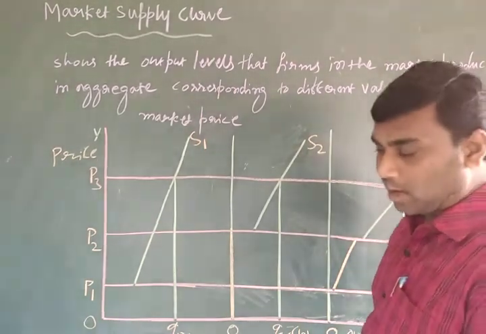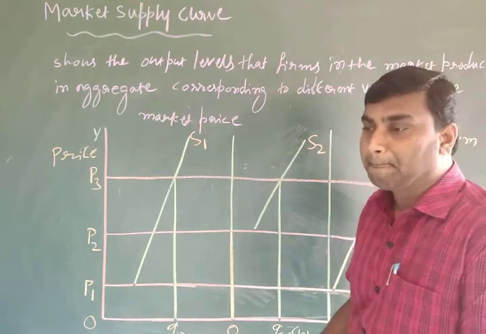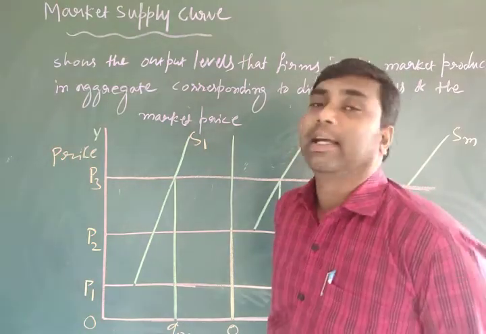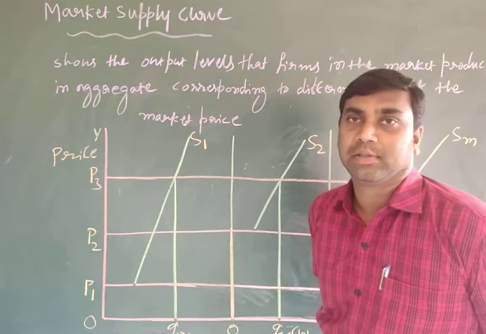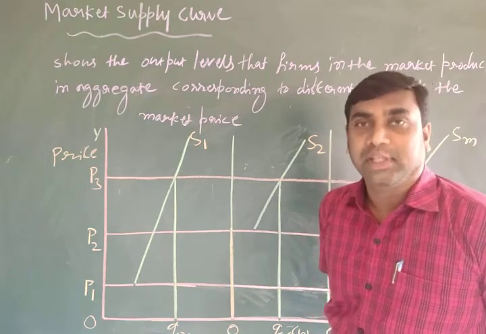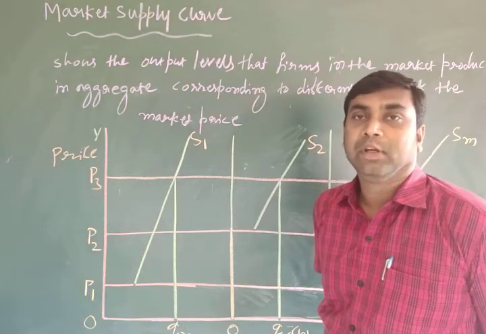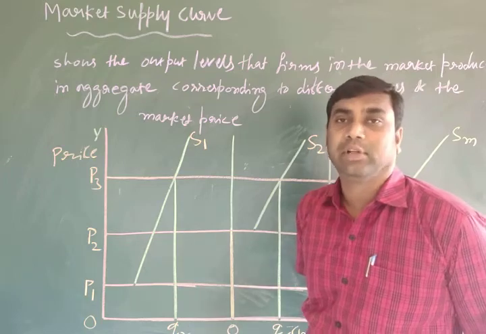Hello students, in the previous class we discussed the determinants of the supply curve. In that, we discussed technological progress and also the input prices. Because of these things only, we can observe changes in the quantity of supply. If the technological progress is good, the supply curve will shift rightward.